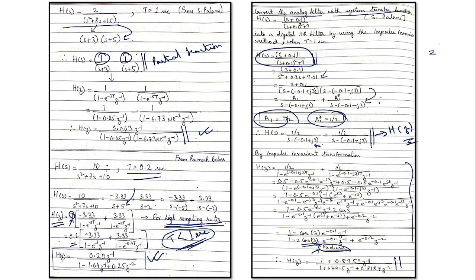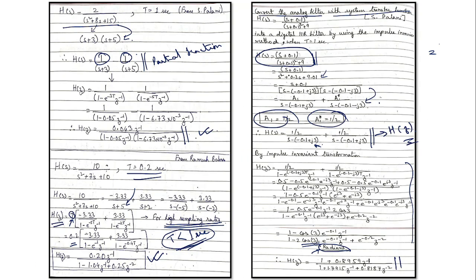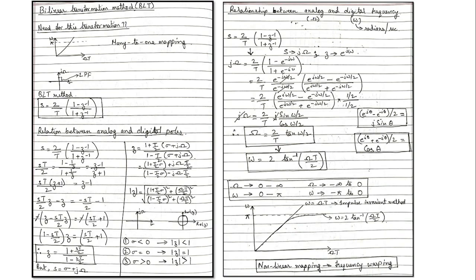H(s) is equal to s plus 0.1 divided by (s plus 0.1) whole square plus 9. And if you go to the previous slide, you see we are having a direct transformation equation. You can apply this direct transformation equation also to solve this numerical. Whatever way you feel like, you can implement the thing. Okay.